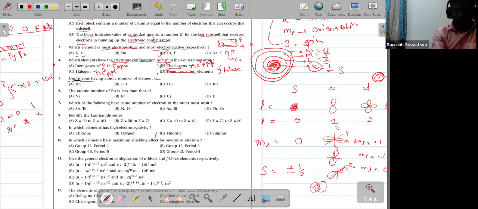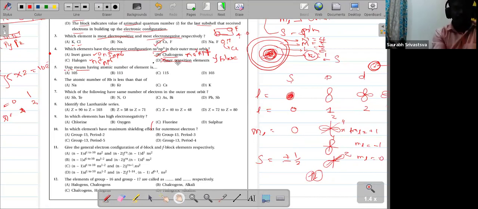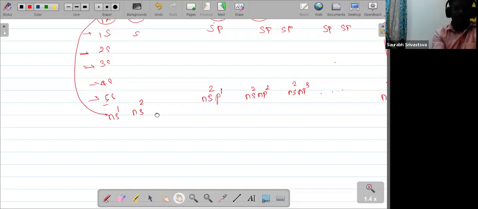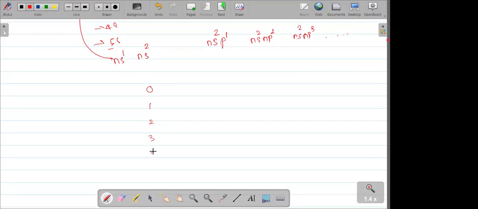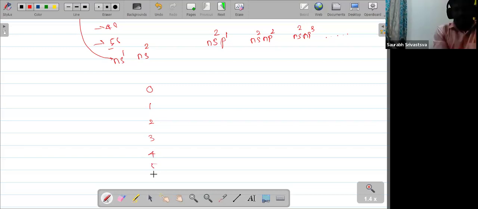Here they have given UUP. That means UUP is a symbol name. First we should know what U is and what P is. They have given the numbers 0 to 9. First one is 0, 1, 2, 3, 4, 5, 6.